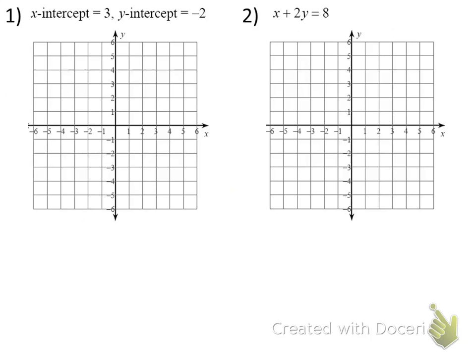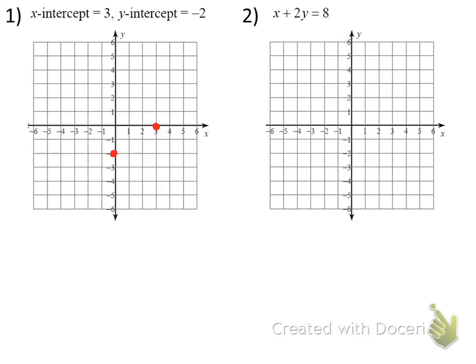Watch me do number 1. Number 1, if it gives me x-intercepts and y-intercepts, I know that this is my x-axis. And it's saying that my x-intercept is 3. So on my x-axis, I'm going to go to 3 and just plot a point right there. Okay? Then on the y-intercept, I look, it says y-intercept is -2. We already know what y-intercept is. It's on the y-axis, like so. So I go to -2, plot a point.